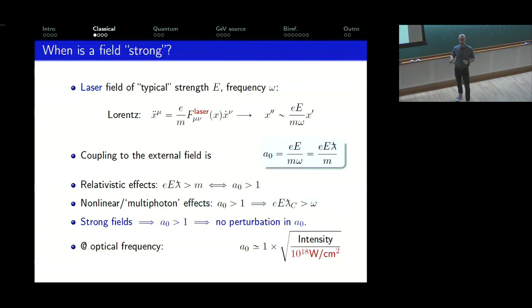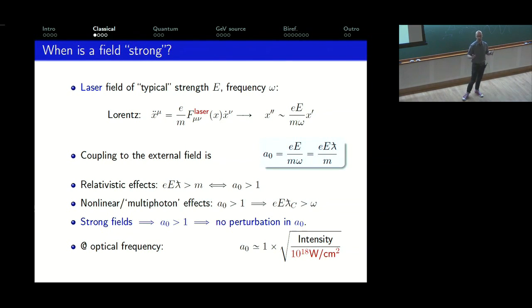A naught is the coupling between the particle and the laser. A naught being larger than 1 means you can't do perturbation theory in A naught. So, the standard physicist's tool of attacking any problem whatsoever, perturbation theory, goes out the window. And you have to find other methods, other ways to tackle your problem.